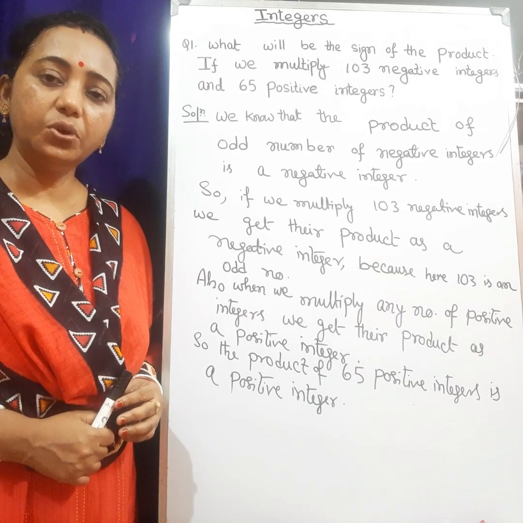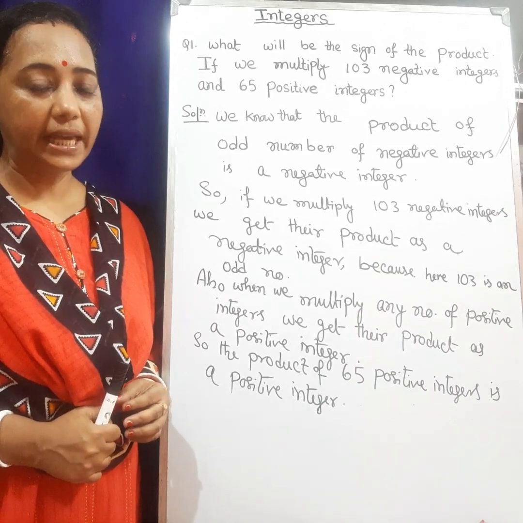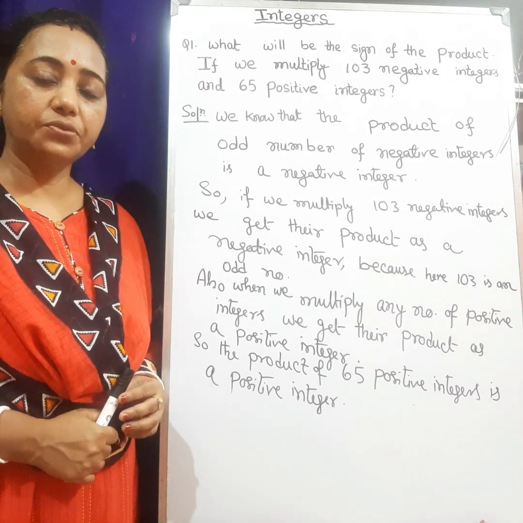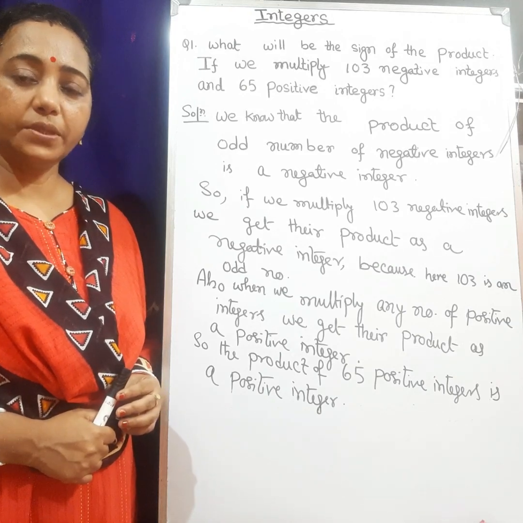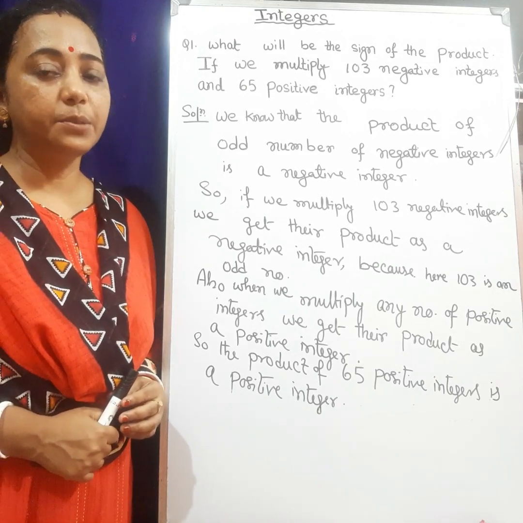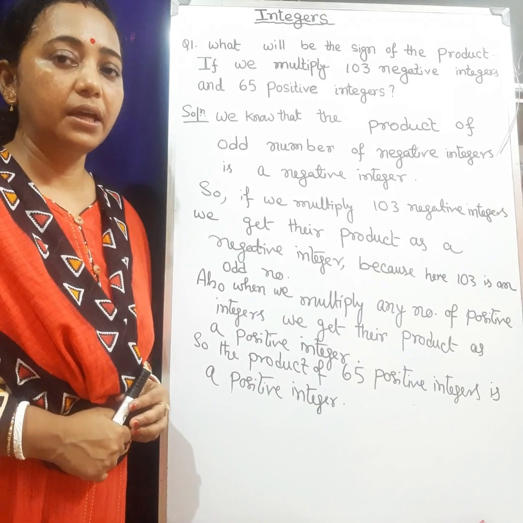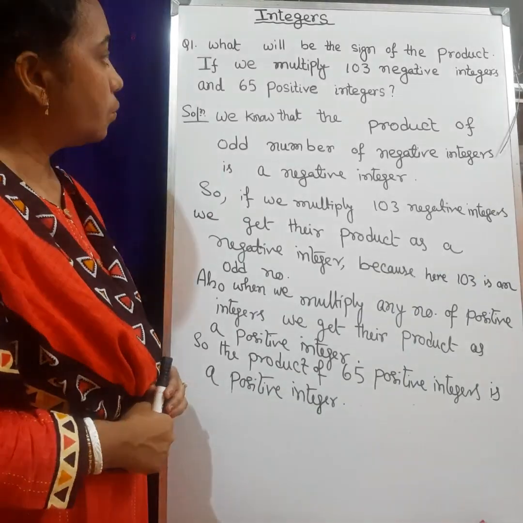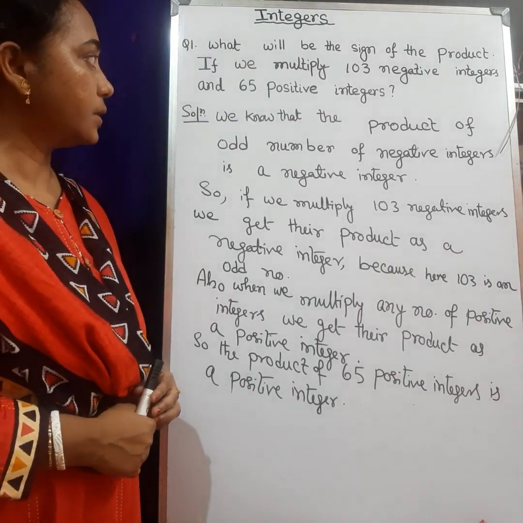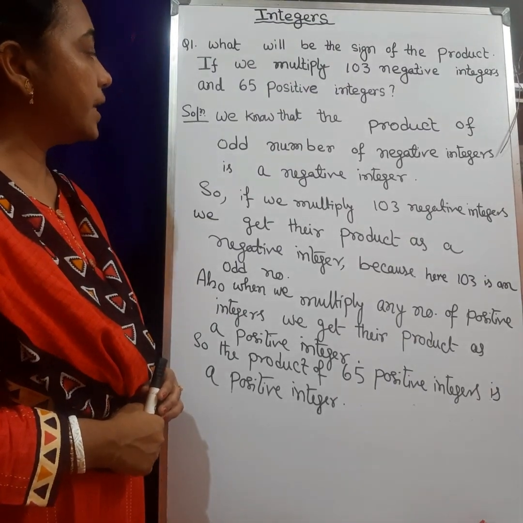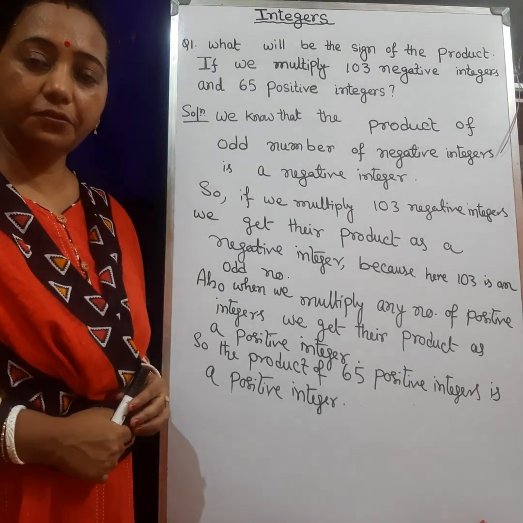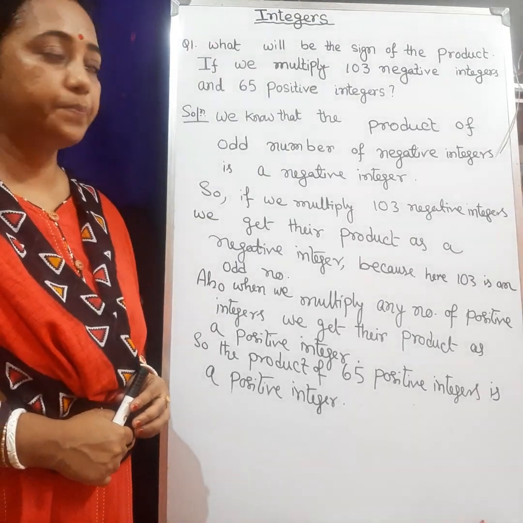Today in this video, you will learn about the chapter integers. So now in this video, let us do some problems related with the multiplication of integers. Let us see the first question. What will be the sign of the product if you multiply 103 negative integers and 65 positive integers?